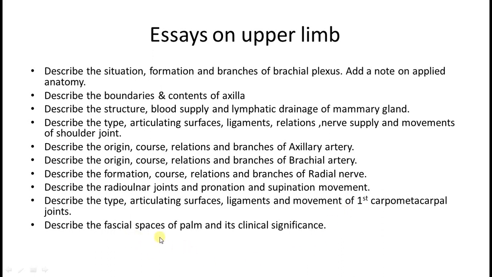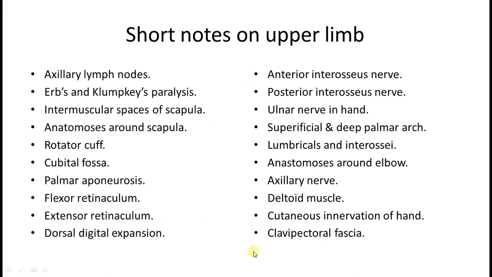Then again, first carpometacarpal joint, unique to man because of the movement of the thumb. Then fascial spaces are important for their clinical significance. So if the spaces are infected, how actually you drain these, where the infections can spread from one space to another space, from midpalmar space or thenar space or palm space of fingers. Okay. So some of the most important essays of the upper limb I have enumerated.